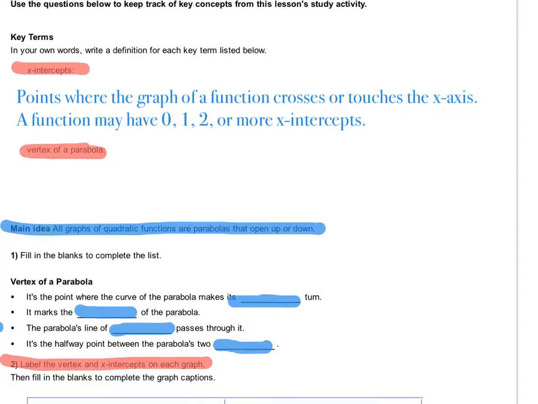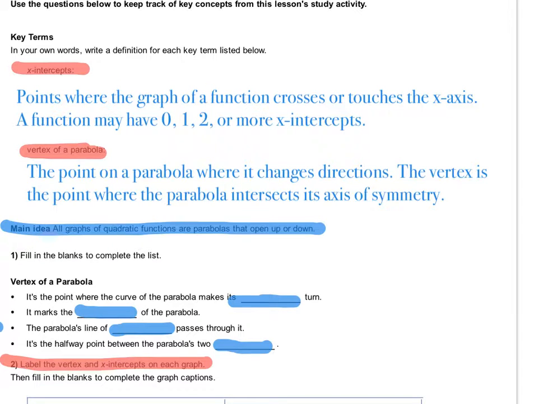Now, here's an important word, the vertex of a parabola. The vertex, when you think about that, it's just a point. And in this case, the vertex is just a point on the parabola where it changes directions. So let's go ahead and write that up, and then we're going to draw a picture to make a little bit more sense. Okay, so like I said, the vertex of the parabola is just the point where it changes direction.